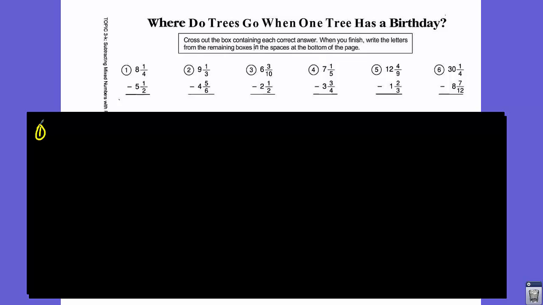Problem number 1 is 8 1/4. And in fact, let me bring this down here. 8 1/4. And we're taking away 5 1/2. Now, the very first thing we need to do right here is we need to get ourselves a common denominator. Anytime you are doing a problem like this, you need a common denominator.